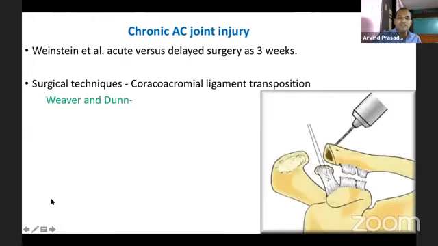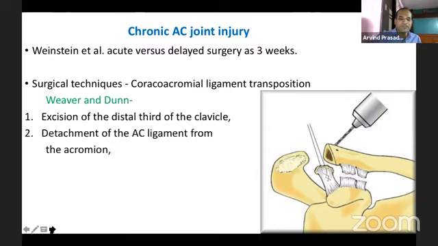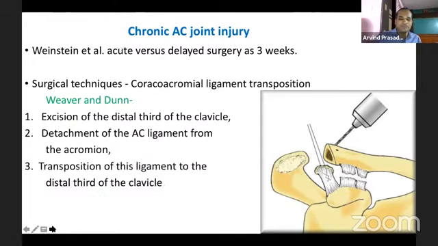And the first surgical technique advised for this was the coracoacromial ligament transfer, named the Weaver-Dunn, in which there is excision of the lateral end of the clavicle, then detachment of the coracoacromial ligament from the acromion, and transposition of this ligament to the distal end of the clavicle.